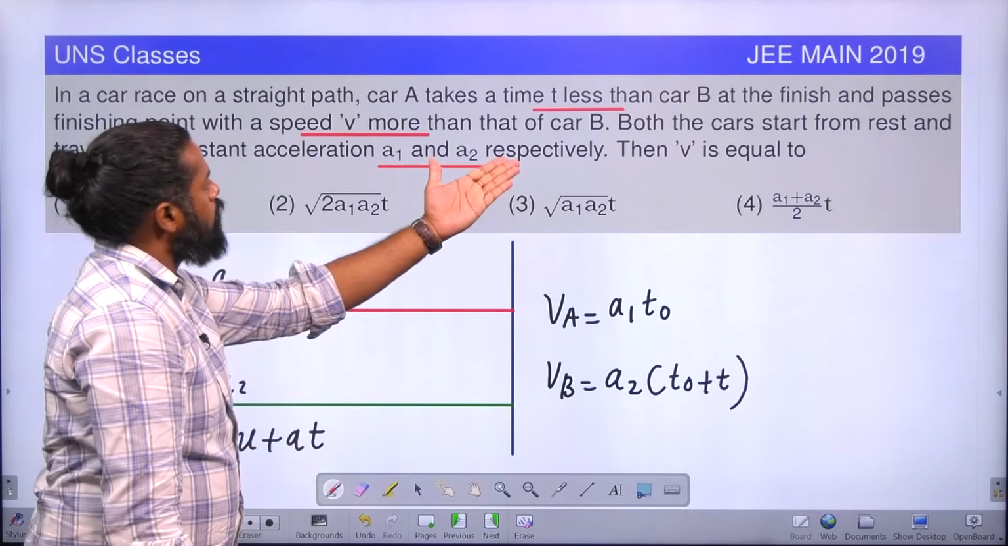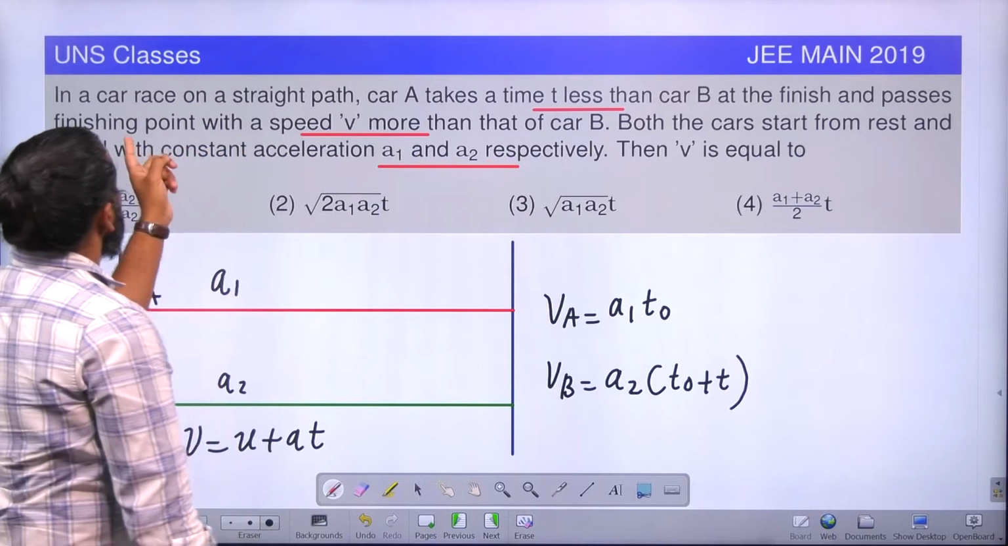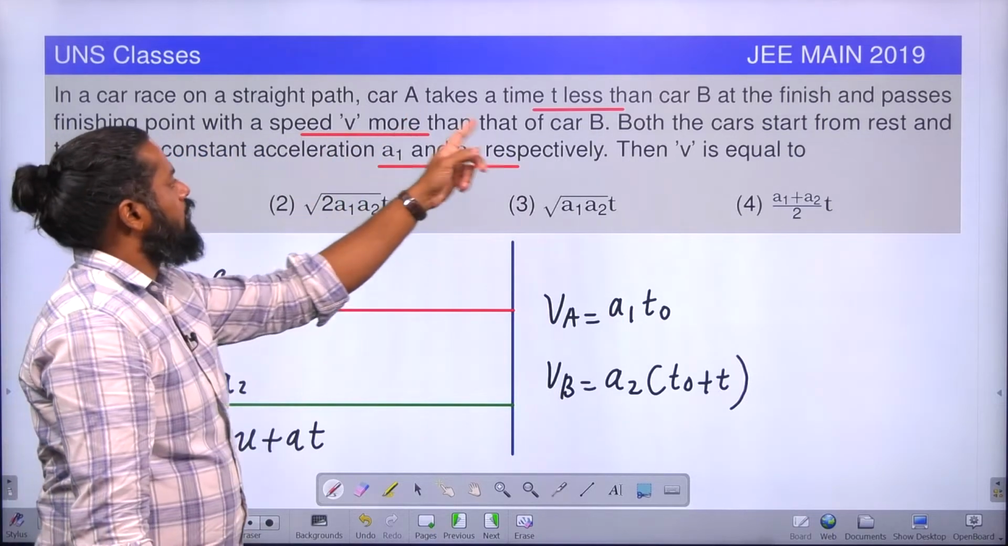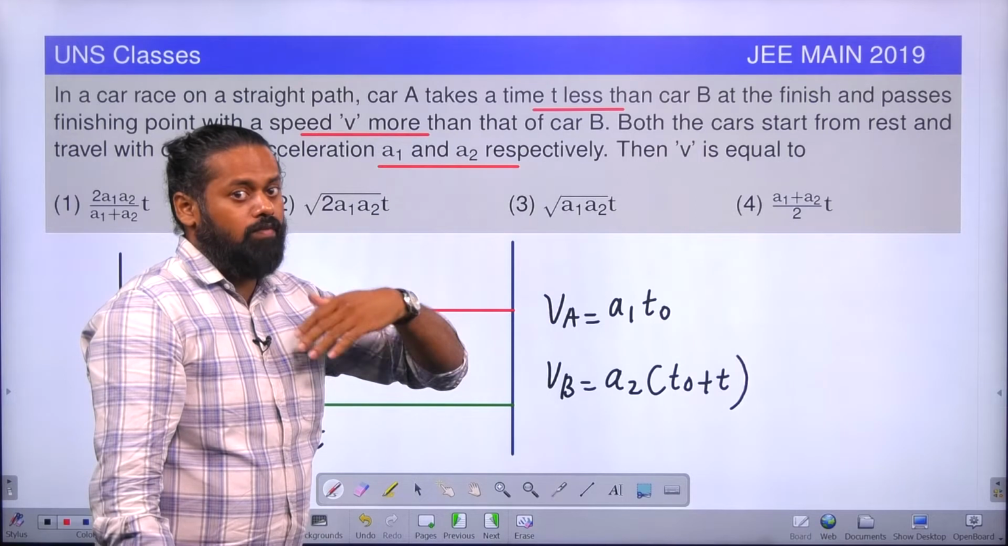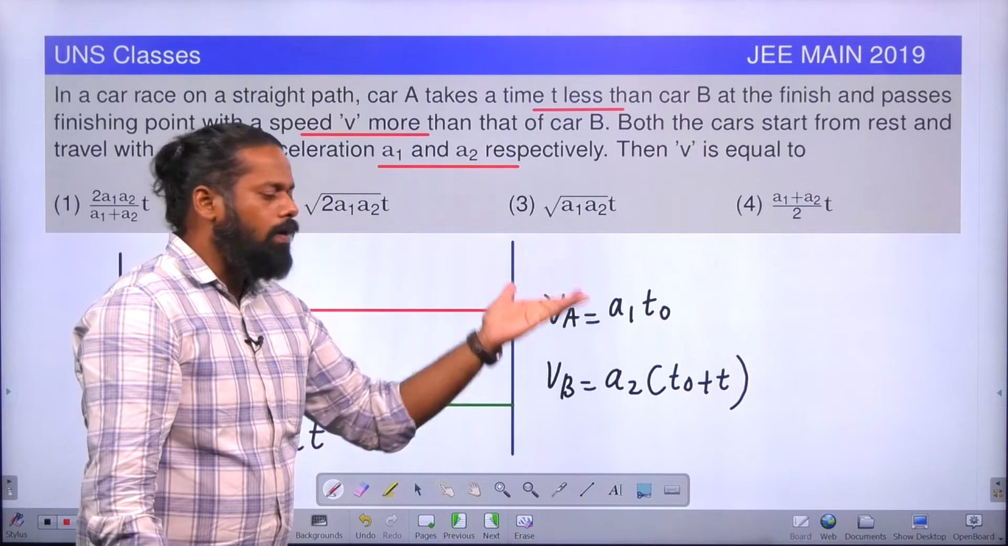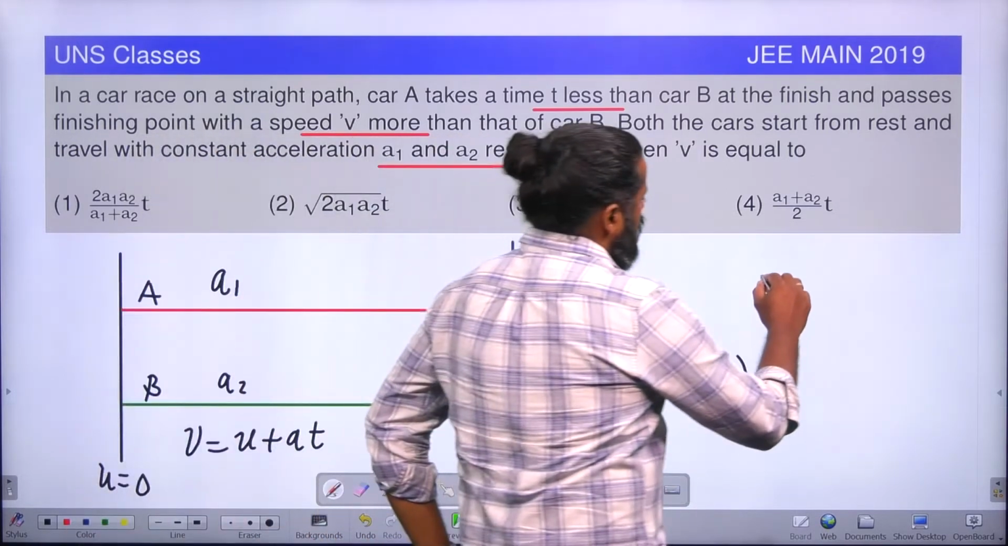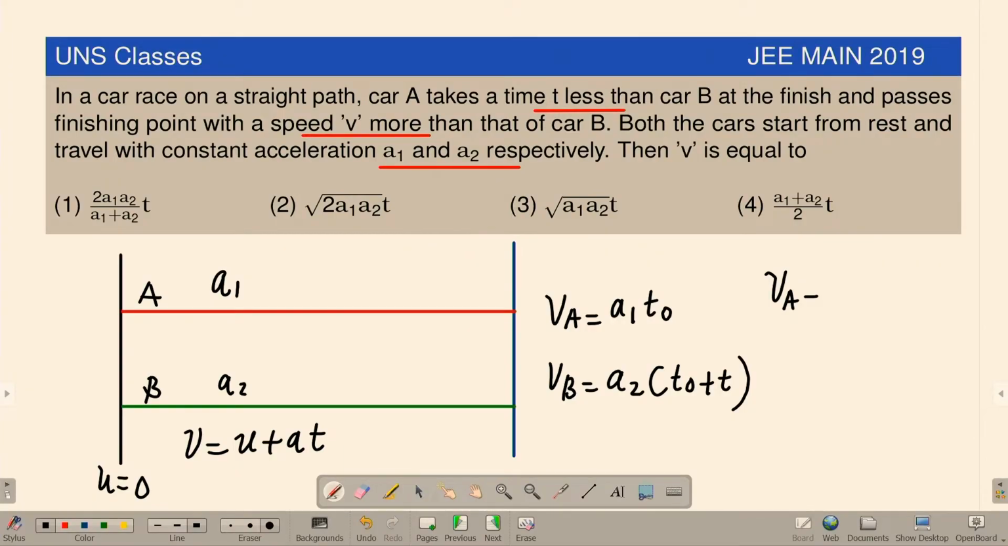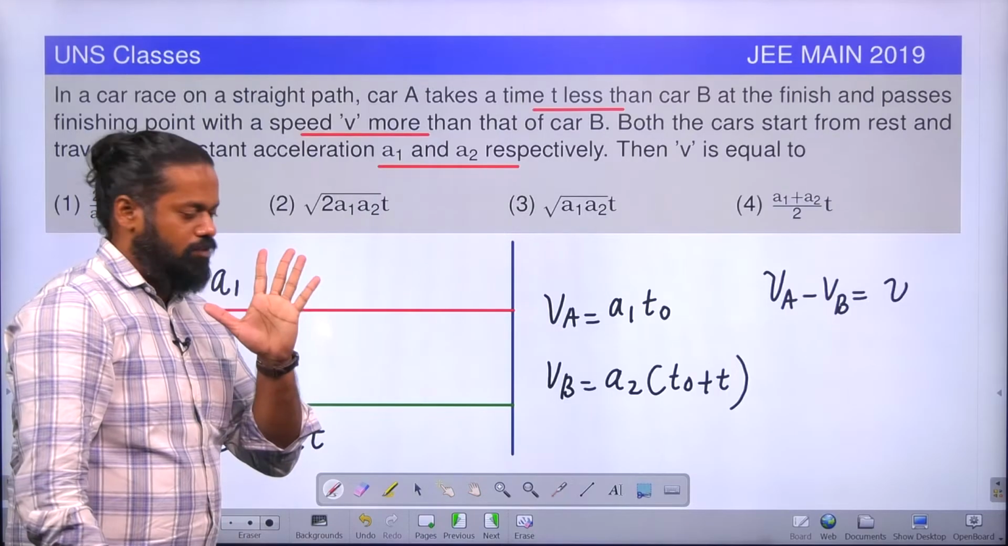Now see, one more condition is given: with a speed v more than that of B. So Va is finishing with a velocity v more than B. That means we can write one more thing: Va minus Vb is nothing but v given in the problem. So using this condition, we have to find out which option is matching here.